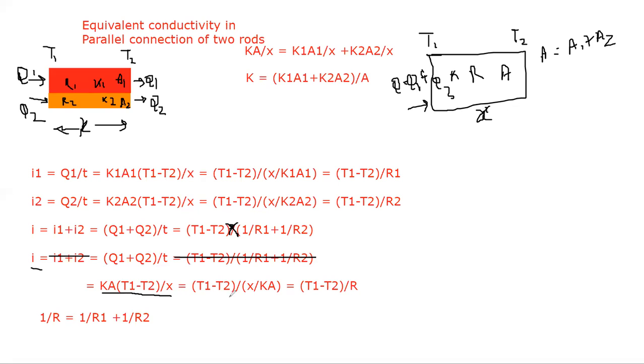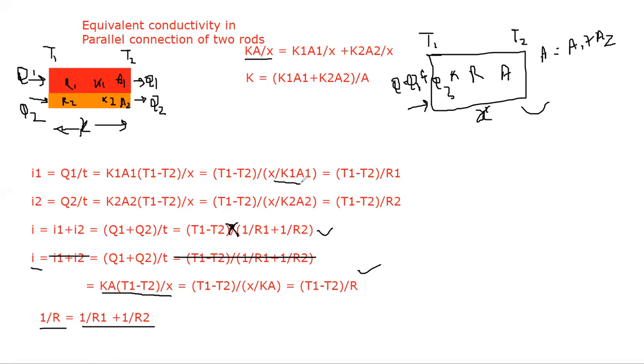And we can write this as T1 minus T2 by R, where R is the equivalent thermal resistance of this bar. So from this equation and from this equation, we can compare that 1 by R is equal to 1 by R1 plus 1 by R2, right? So now what is 1 by R? 1 by R is nothing but KA by X.